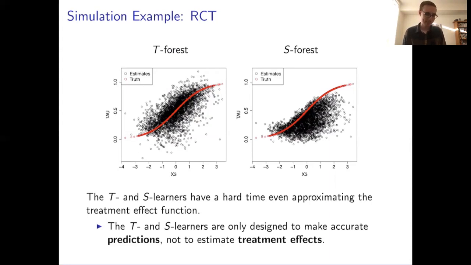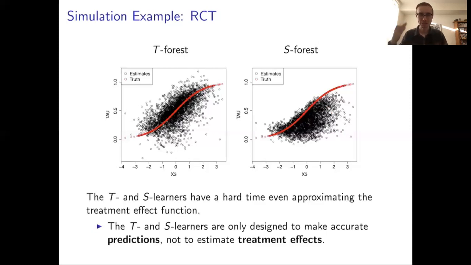The T forest is just very, very spread out. And the S forest, not only is it spread out, but it's systematically biased and underestimating the size of the treatment effects. So this is somewhat concerning. You might have hoped for better, right?